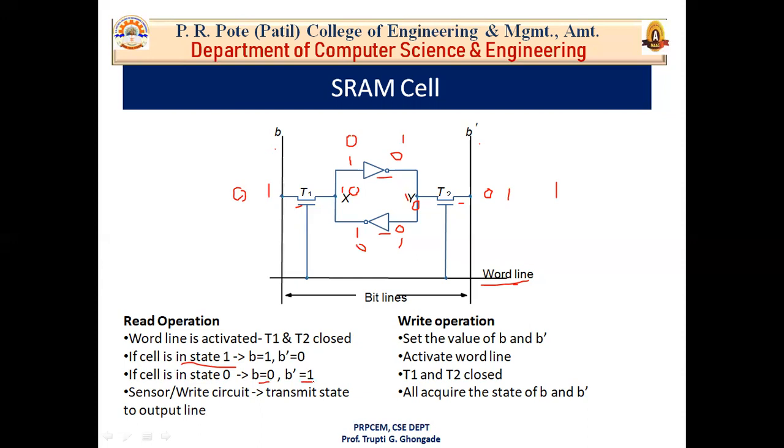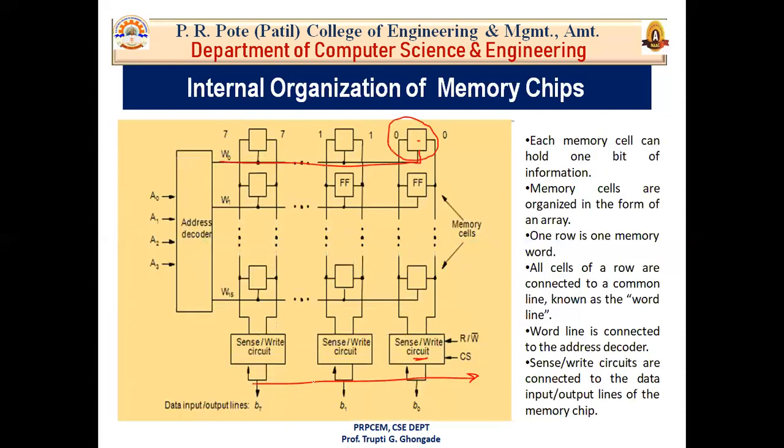Now, how do we write information? To write information from the computer bus, look at the previous diagram. The data is first given to the sense/write circuit through the computer bus. Now the sense/write circuit will pass that information to the bit lines, that is B and B dash. So if we want to write a value 1, this will have a value 1 and this will have a value 0.